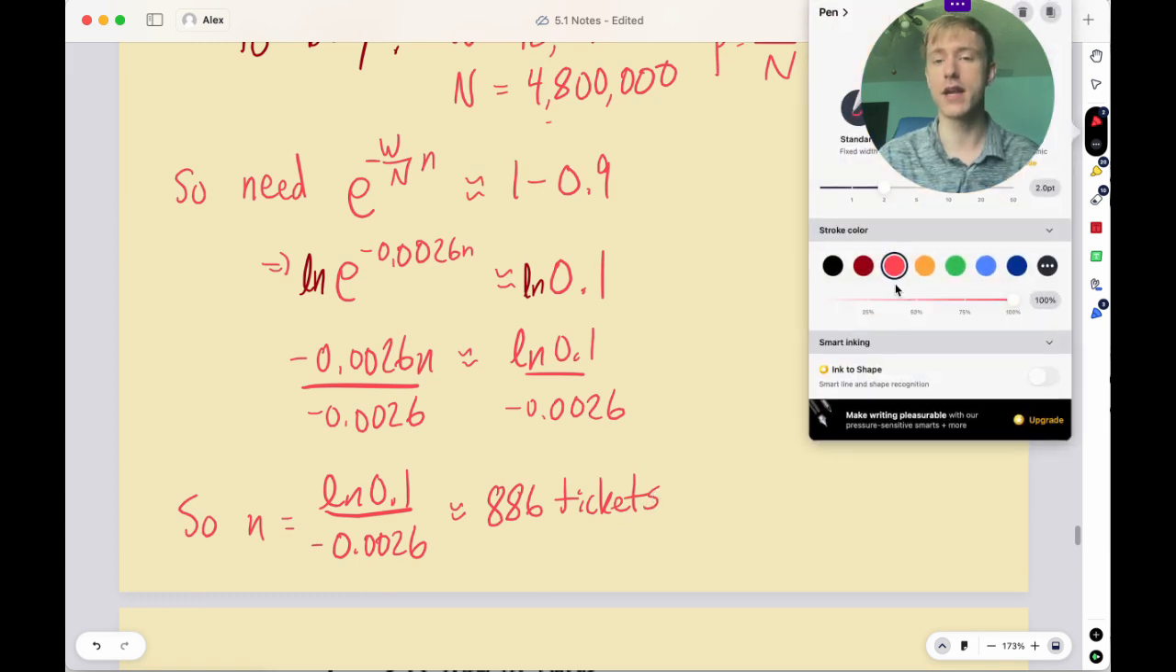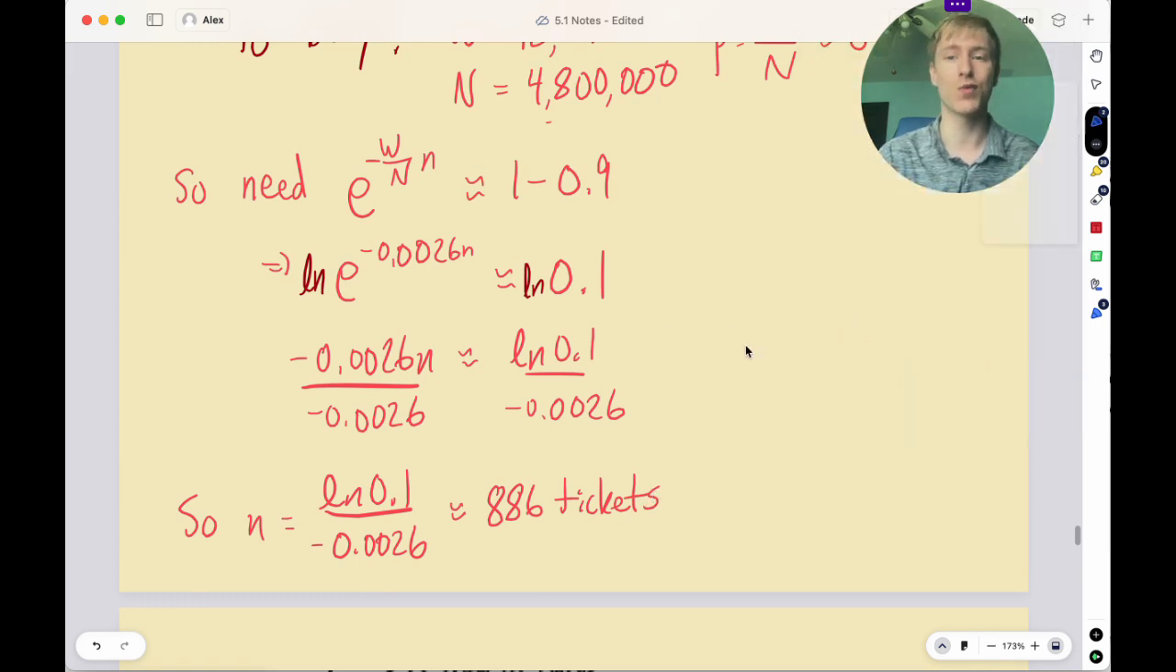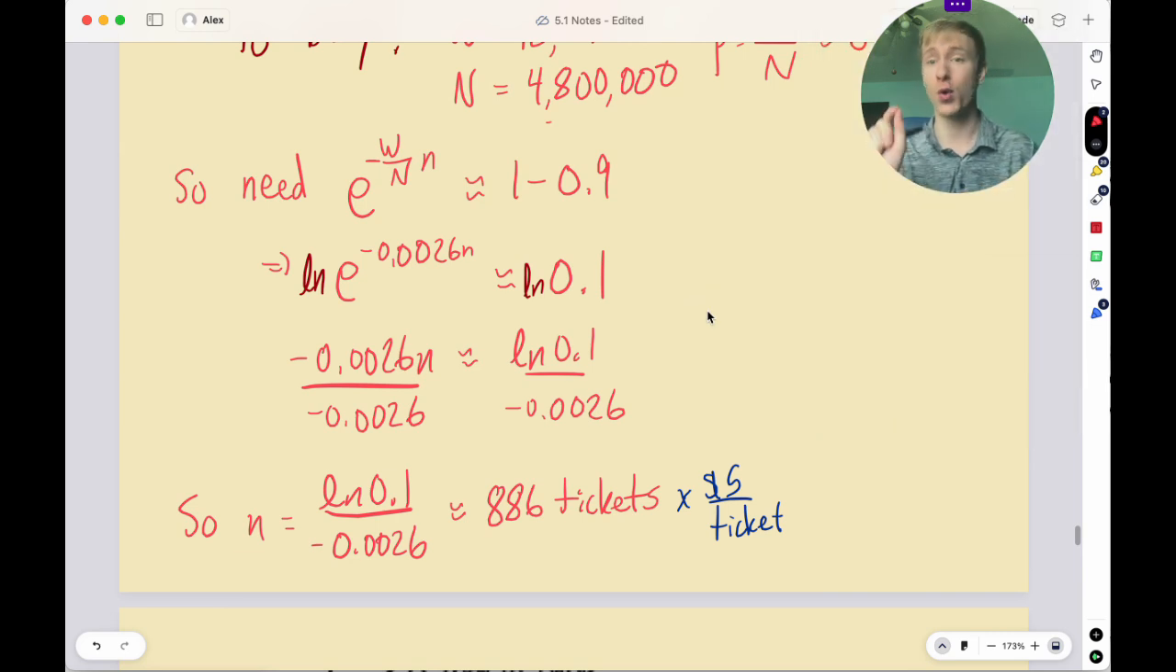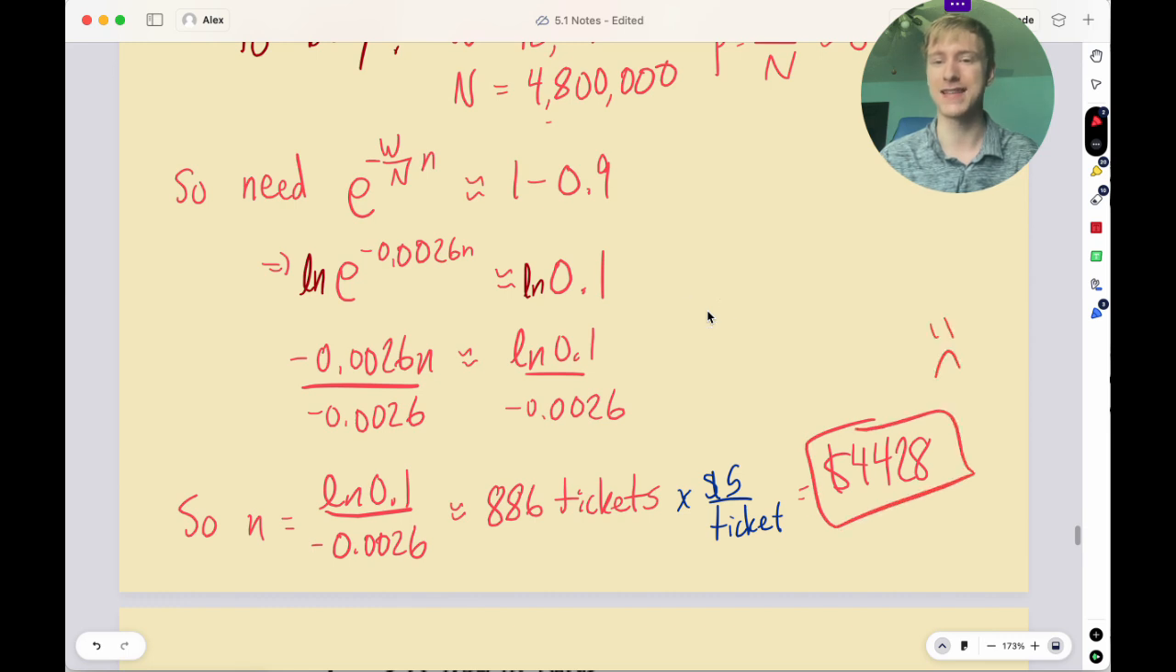And just if you were curious, each of these tickets is worth $5, by the way. So this is times $5 a ticket. This is fun math. So how much would you have to spend in order to guarantee with only 90% accuracy that you're going to win at least $100? Well, my friends, that is $4,428. I'm going to put a big frowny face and say, don't bet on the lottery, kids. Let's move on to our next example.